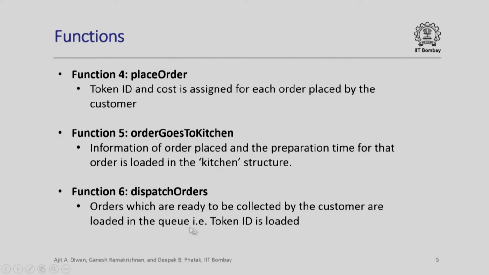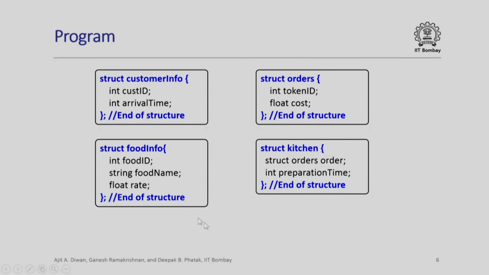So, for loading the queue for dispatch orders, what is required is simply the token ID. For this simplified processing, let us look at the program that we will have to write. First, different structures. The customer info structure has customer ID and arrival time.